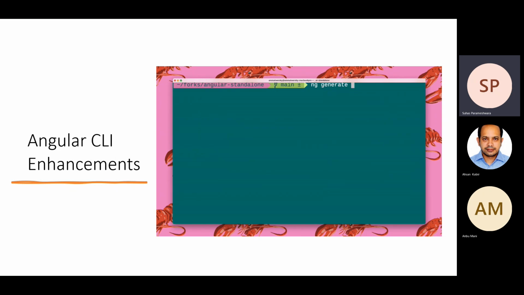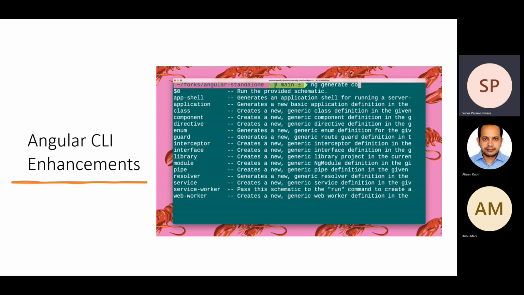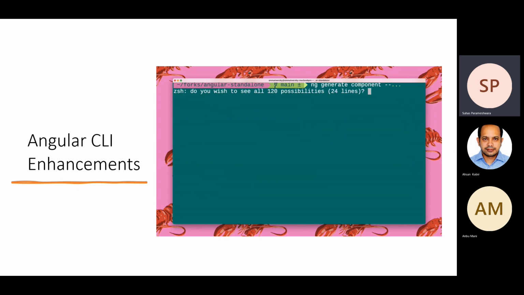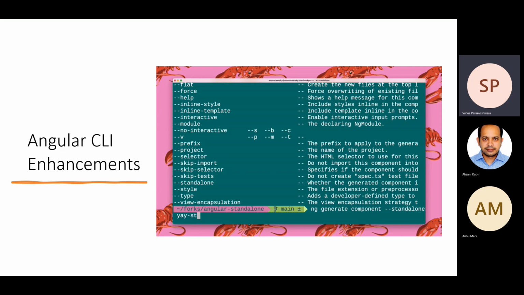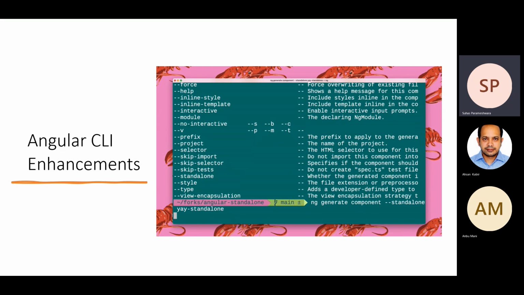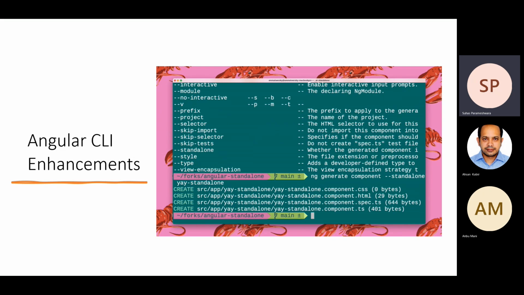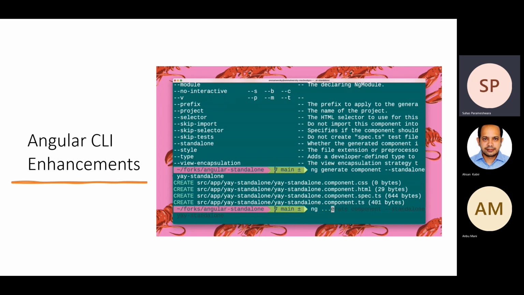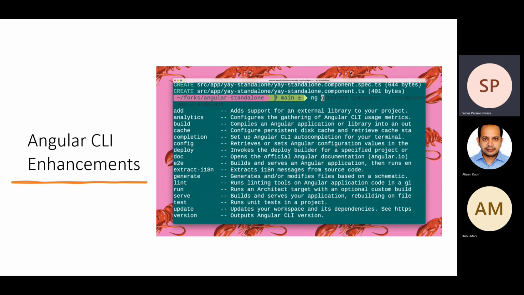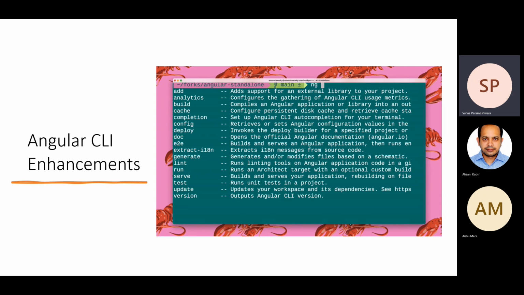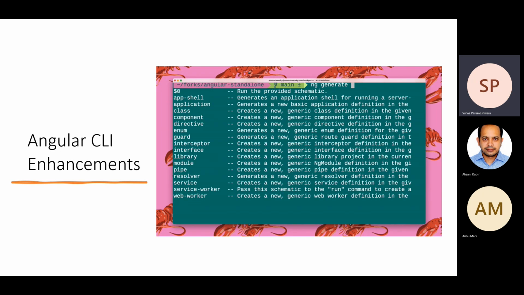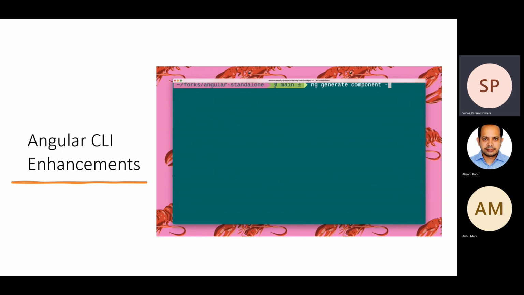And Angular CLI enhancement. Those who use Git Bash have this auto completion, right? Whenever you type something and press tab, it will auto complete. They have brought that into Angular CLI. So if you type ng space g, it will show you the full command. As you can see in the GIF, if you just type ng and then ge and press tab, it will auto complete.